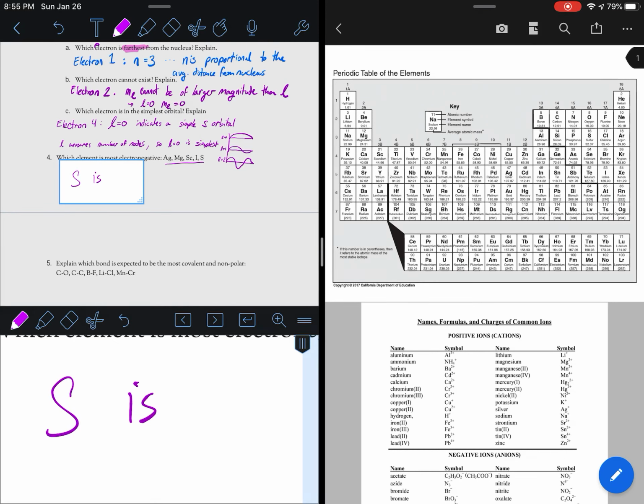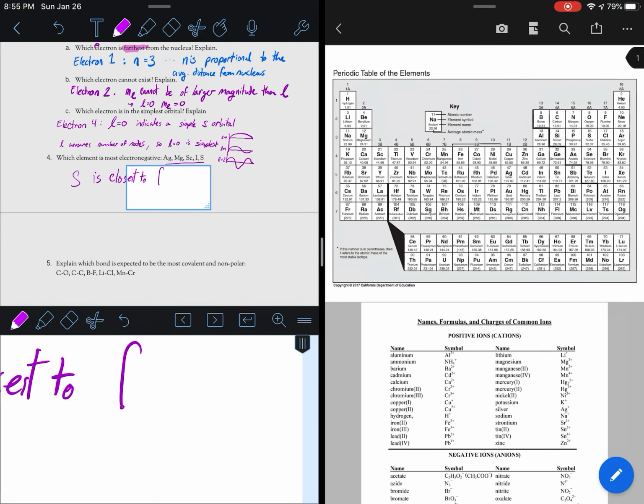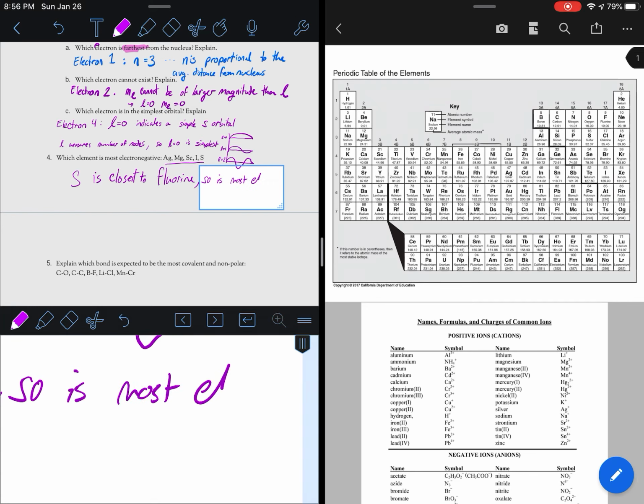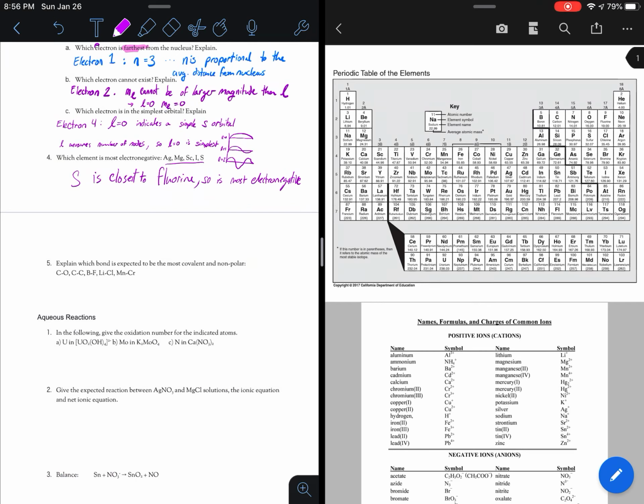So sulfur is closest to fluorine, so it is most electronegative. Okay, remember electronegativity increases from cesium to fluorine.